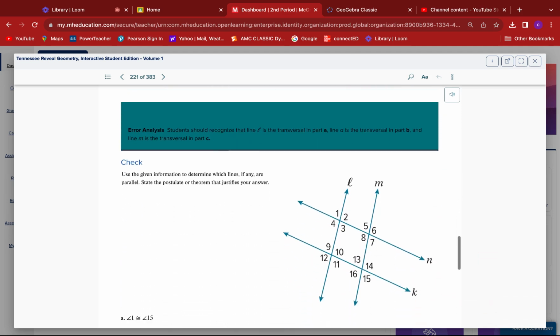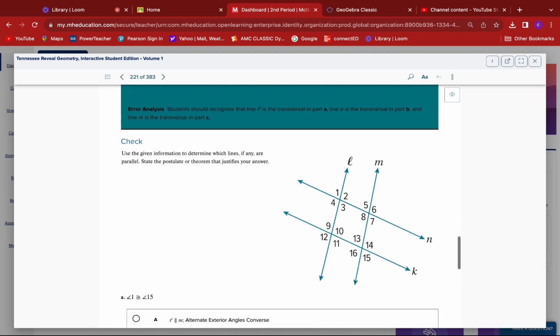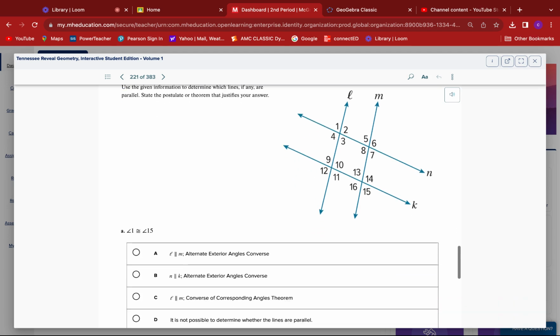Okie dokie. Moving on. Got a check down here. It says, use the given information to determine which lines, if any, are parallel. State the postulate or theorem that justifies your answer. Okay, no problem. Angle 1 and angle 15. Here's angle 1. There's angle 15. Same thing I always ask.